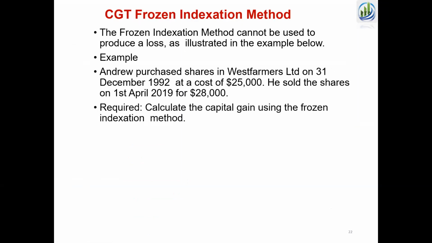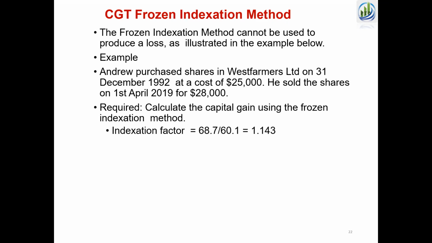The frozen indexation method cannot be used to produce a capital loss. That's the one we talked about previously. Example here: Andrew purchases shares for $25,000 and he sold them for $28,000. He made $3,000 profit. He's very happy. So how much is the capital gain under the discount method? 28 minus 25, sorry, $3,000, 50% off. So he is going to include 1,500 as a capital gain for the discount method. But if you're using the indexation method, how does that work?